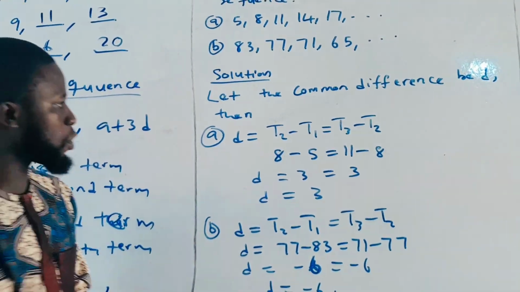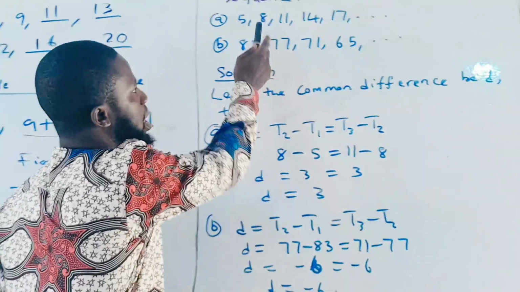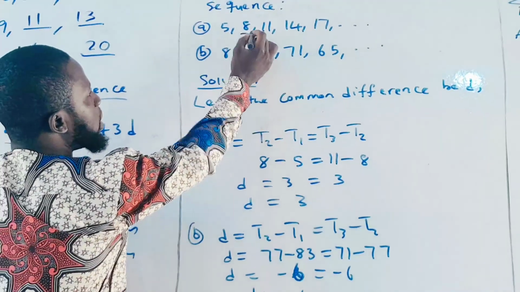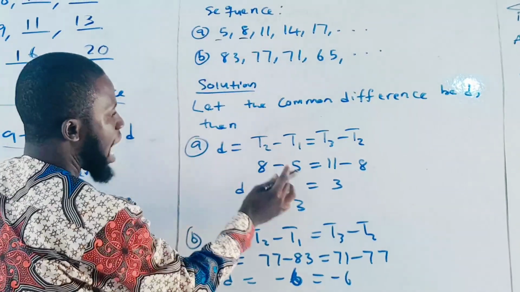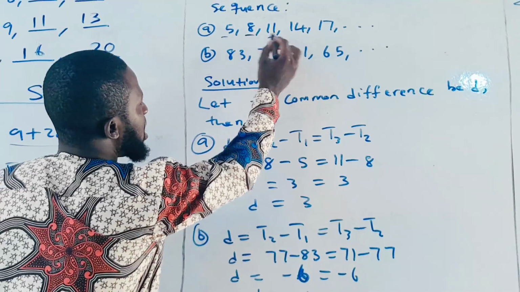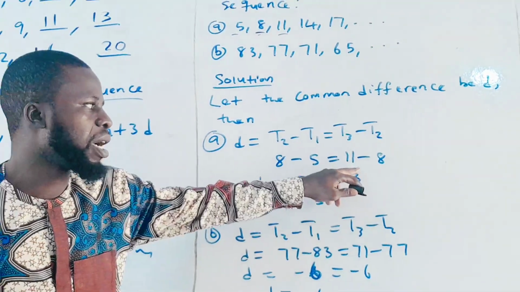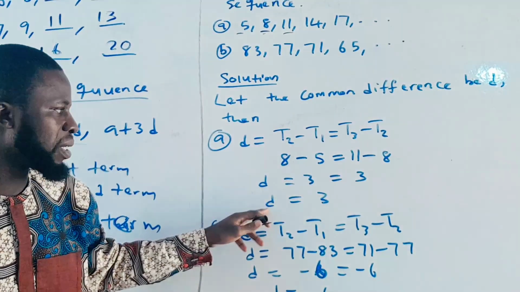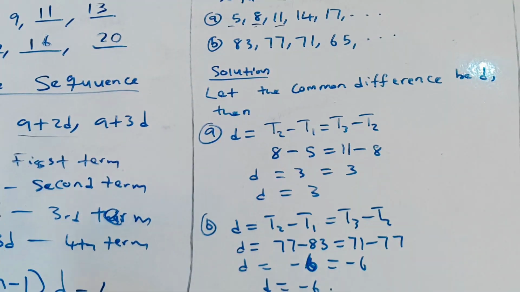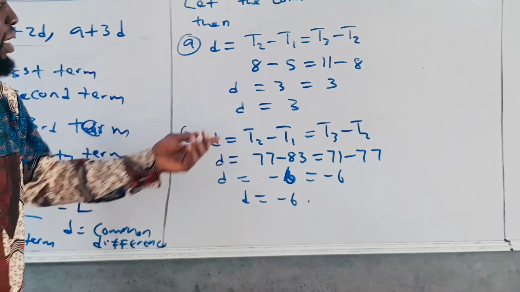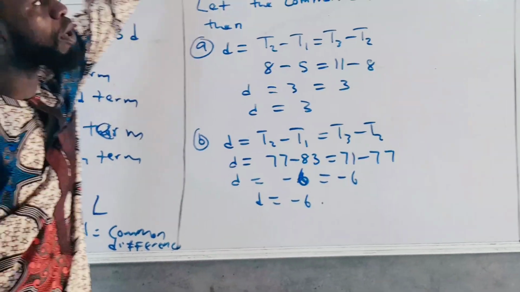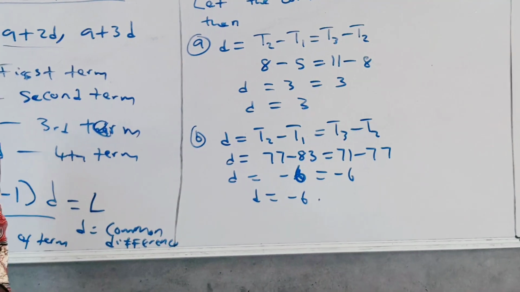Just like you check in the first one. So 8 minus 5, you can see our second term is 8, our first term is 5. 8 minus 5 is the same thing as 11 minus 8. So that's why we are having 8 minus 5 is 3, and this is also 3. So that means our d is 3. Having done that, we are done with question A because we were only asked to find the common difference.